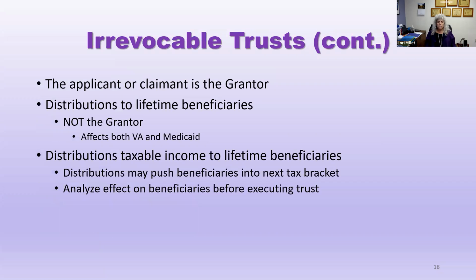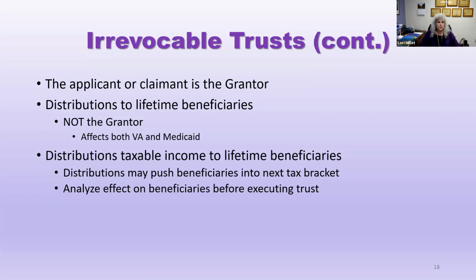The applicant or claimant, remember applicants for Medicaid, claimant is for VA, is the grantor, and the distributions are made to the lifetime beneficiaries, which are typically children. And hopefully they're good children. You cannot have, in my opinion, it's way too risky to have those trust distributions go to the grantor because it's going to affect VA and Medicaid, as I described earlier.